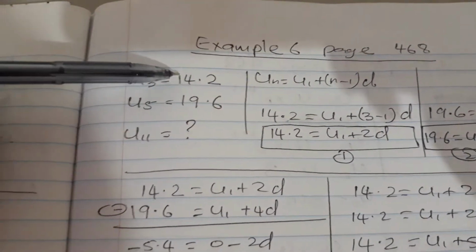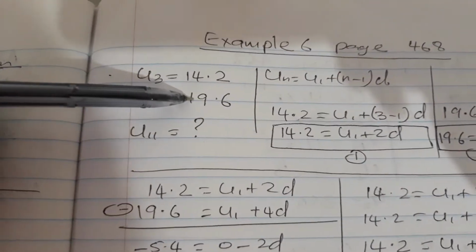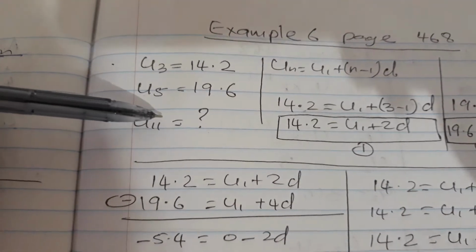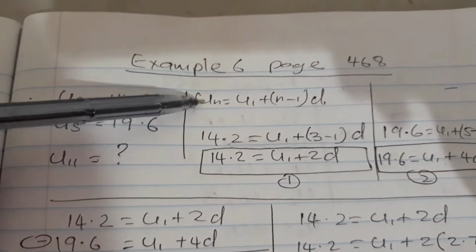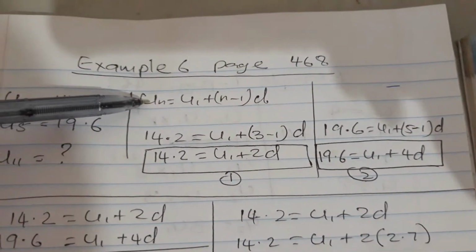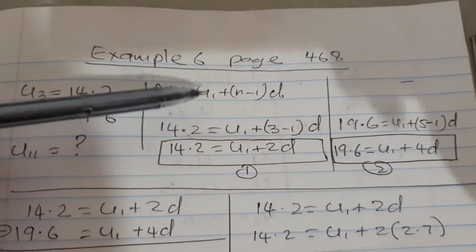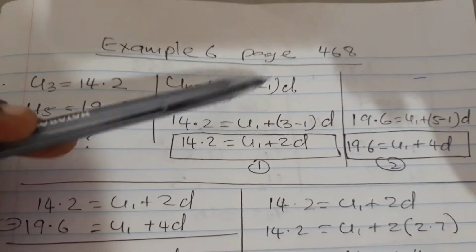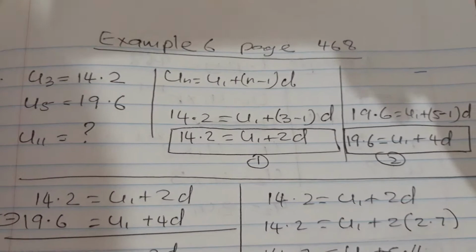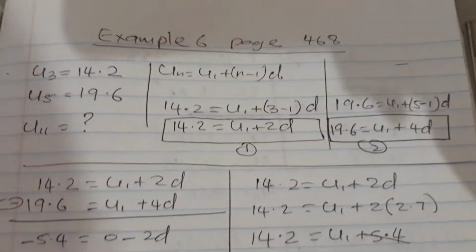Right, so the third term is 14.2, the fifth term is 19.6, and we have to find the 11th term. Now my general formula in an arithmetic sequence, again the same one: U1 plus n minus 1 into d. The general formula is used to find any term that you want to find.